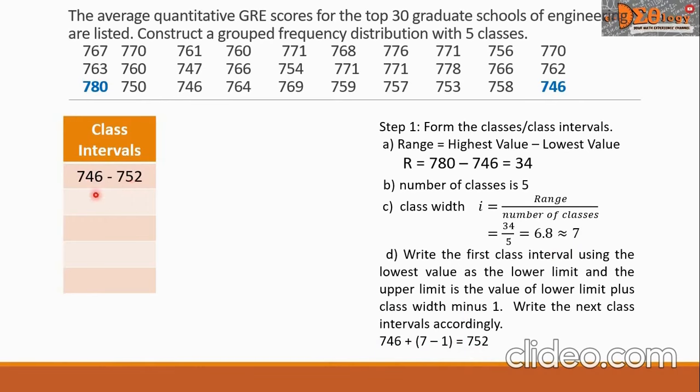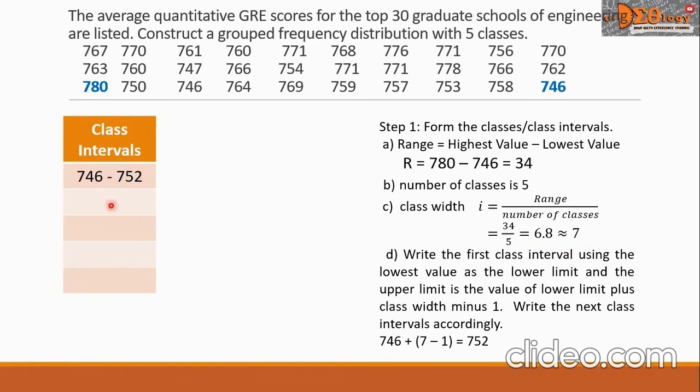It means to say, the first class interval is starting from 746 up to 752. So when we count, there are 1, 2, 3, 4, 5, 6, 7 numbers for the class interval. And the 7 numbers is the one being described by our class width, which is 7.